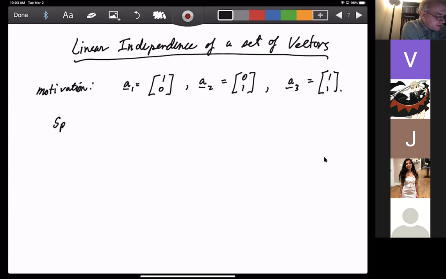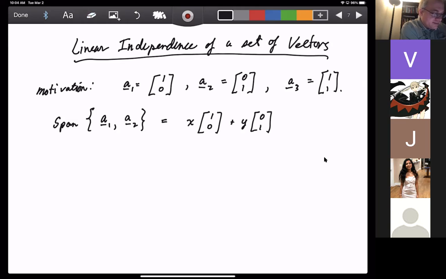So we can think about the span of the set A1, A2. That's the set of everything I can get by taking a multiple of A1 plus a multiple of A2. And if the X and the Y are arbitrary, notice I can use this to build any vector in R2.